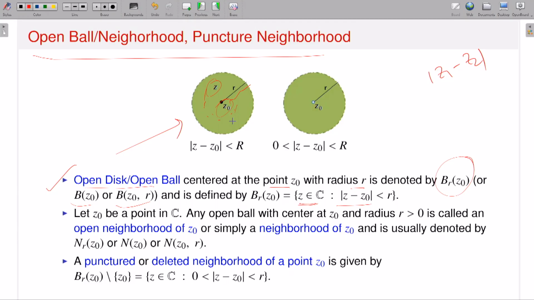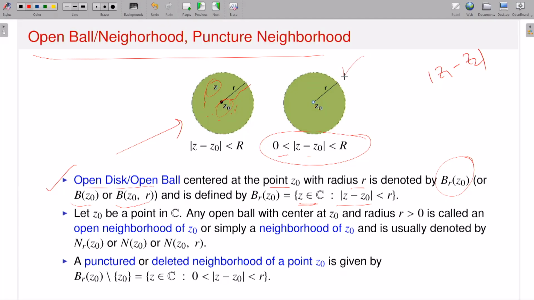And what about the punctured? Punctured neighborhood means that it is an open ball, but you should take the center out. How to do that mathematically? You put a strict sign. That means z0 is not included in that set, because if I put z equal to z0, it becomes 0 now. So it has to be strictly greater than 0.